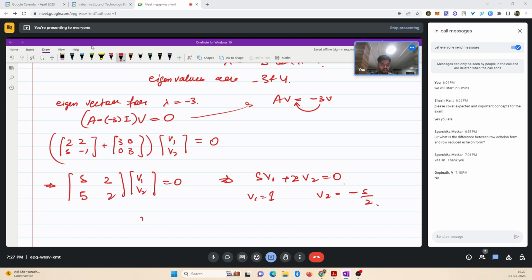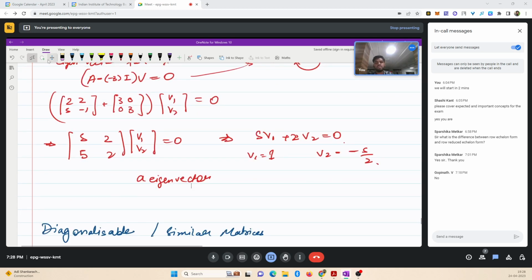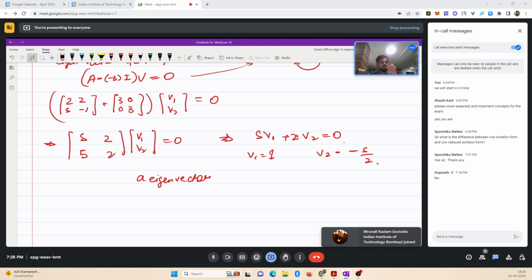So an eigenvector, you remember that eigenvector is never unique. So this forms a vector space, right? You can choose a representative of it and call it eigenvector. So if that space that you are getting is of dimension 1, you can take one representative out of it. If you are getting the eigenspace of dimension 2, then you should pick two linearly independent representatives out of it. Okay. So an eigenvector is 1 comma minus 5 by 2.